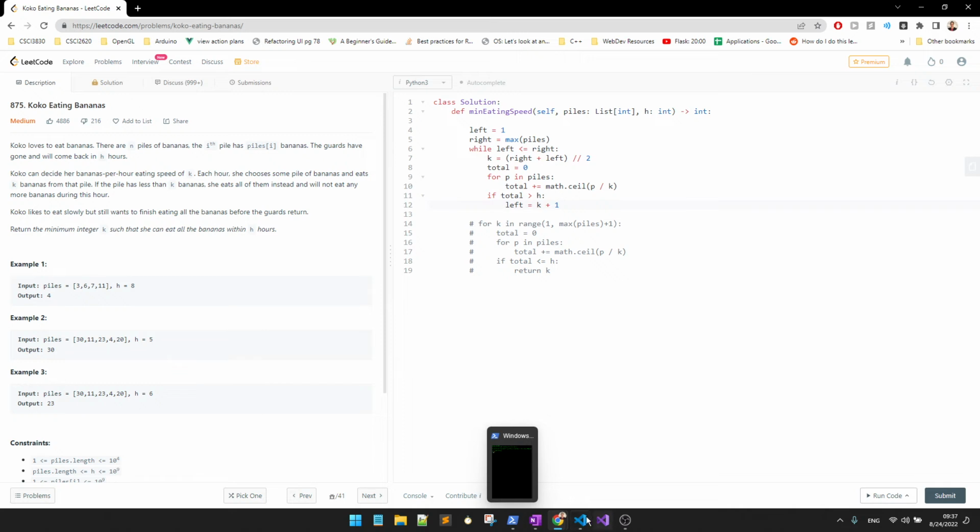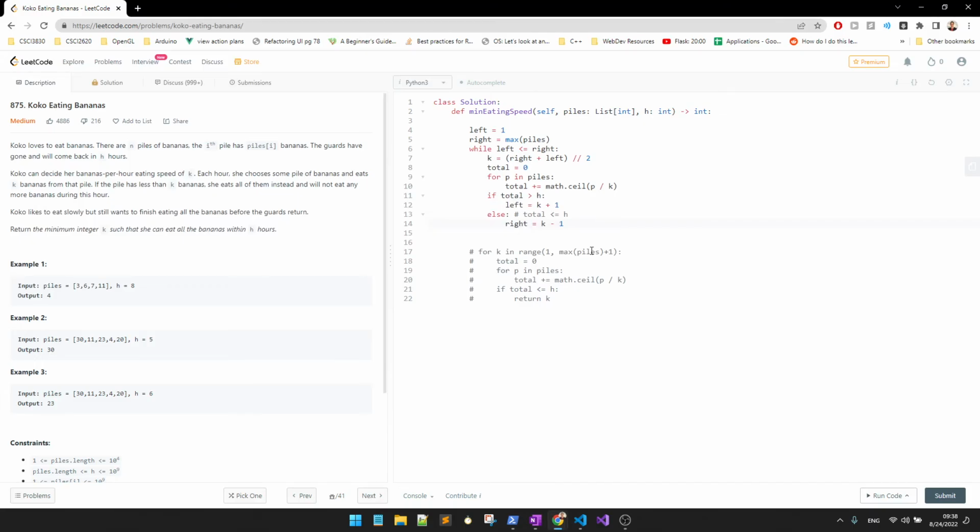And what did our code say? If total is greater than h, well, we need to write the rest of it. Else, total is less than h, which means this is at least a possible answer. It might not be the best answer, but it's a possible answer. So we'll do the opposite in the binary search. We'll do right equals k minus 1, right equals center minus 1, essentially.